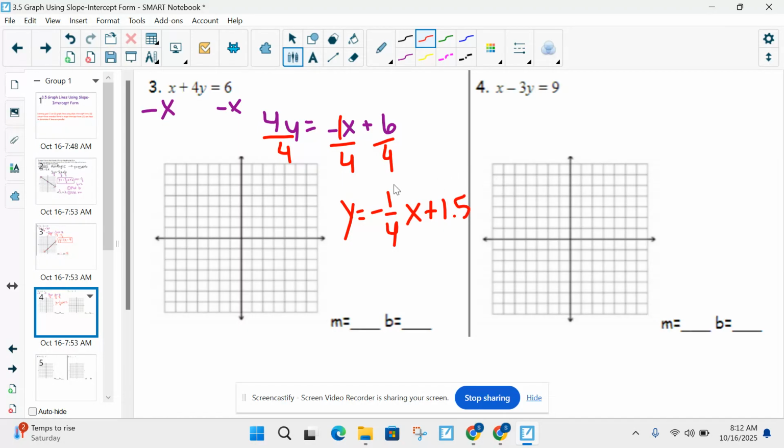For slope, you always want to write it as a fraction so you know what your rise and your run is, but the y-intercept you can write as a decimal so it's easier to plot. So negative 1/4 for slope and 1.5 for the b.